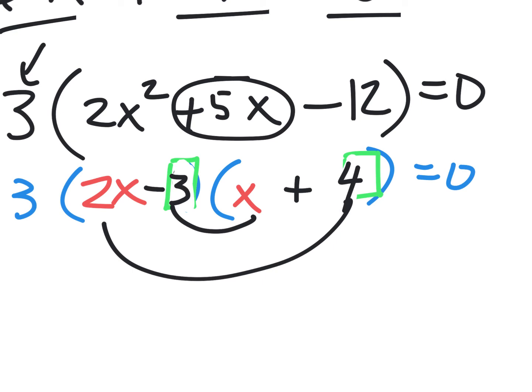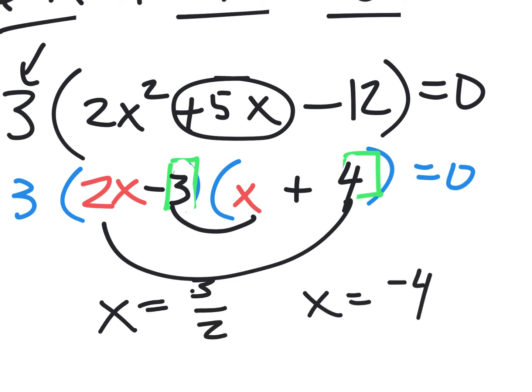Matthew, can you tell me what the final answers are there? An x equals what? An x equals what? 3 over 2 and negative 1. Positive 3 over 2 and negative 4. You are correct. Any questions?